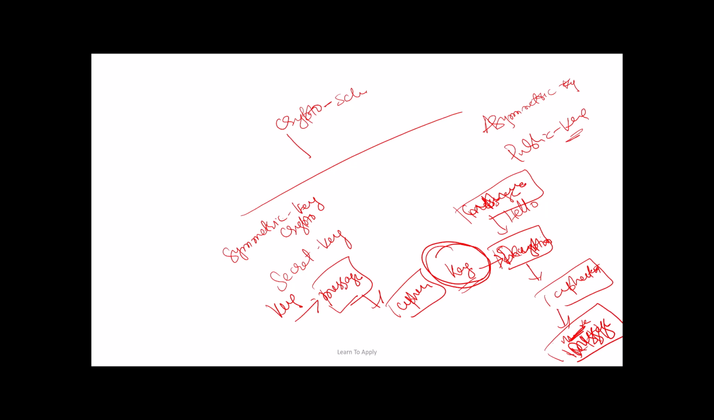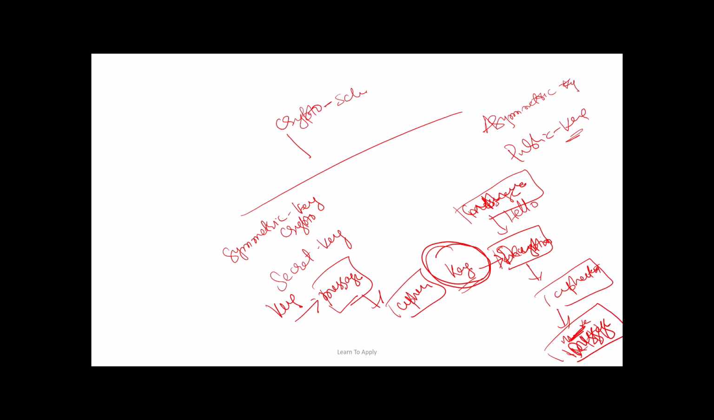So both the receiver and the sender are using the same key. The sender uses it to encrypt, and the receiver uses it to decrypt. Now what is the problem? The problem is how to share that secret key, because we have an insecure channel. So we have to take care of the key itself.